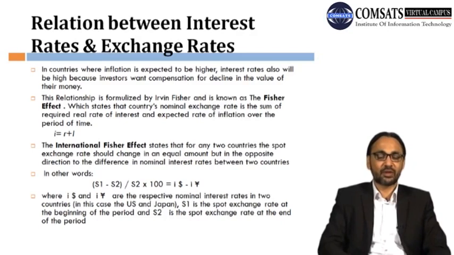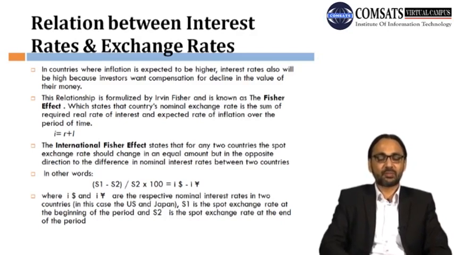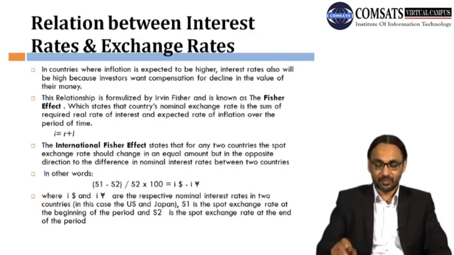The international Fisher effect states that for any two countries, the spot exchange rate should change by an equal amount but in opposite directions to the difference in nominal interest rate between the two countries. In other words, the spot rate at the beginning of the period minus the spot rate at the end of the period, multiplied by 100, is equal to the nominal interest rate in the first currency minus the nominal interest rate of the other country.